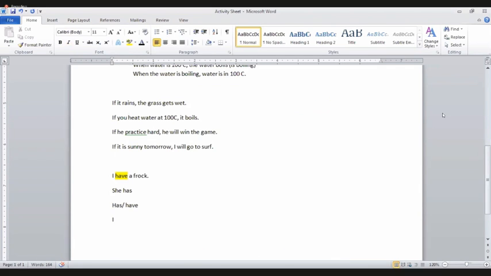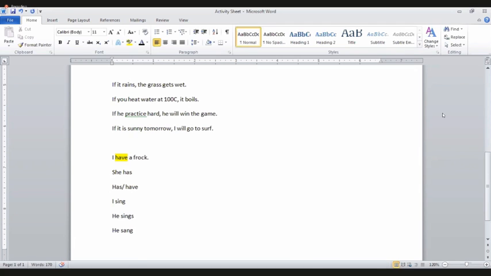Okay, I sing. එතකොට he දැම්ම නම් මෙතන what happens? He sings. Now, if this was past, what happens? He sang. Sorry, he sang. Yes. But when we talk about infinitives, this doesn't change.